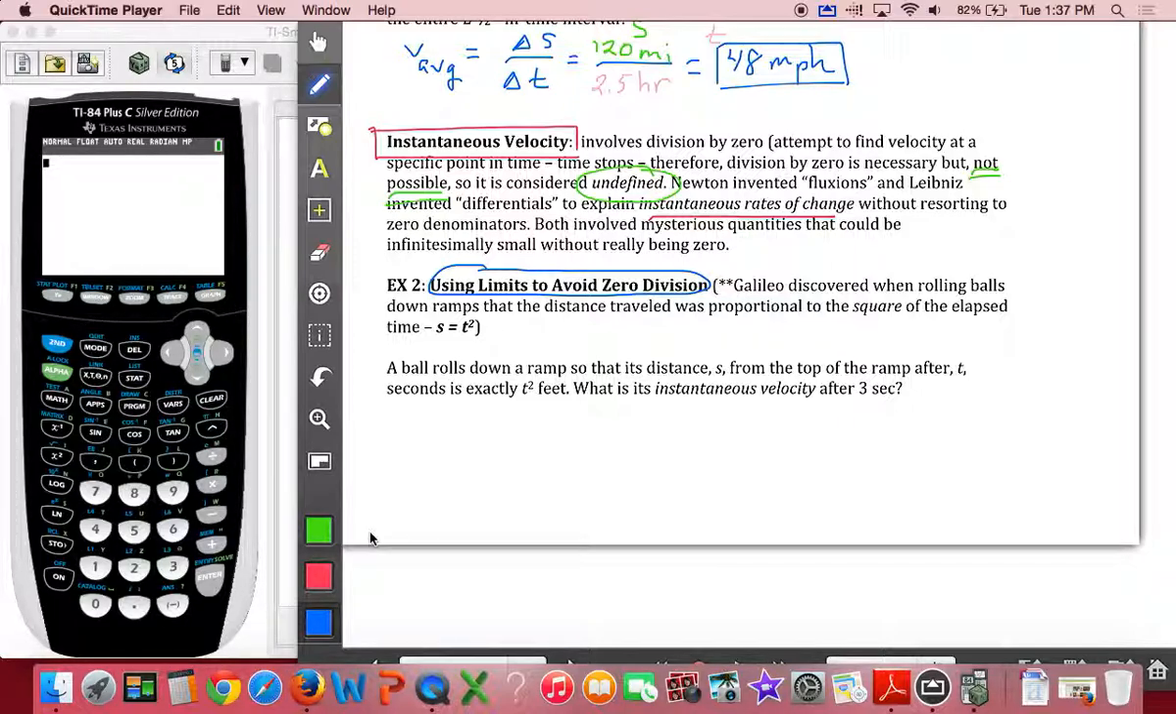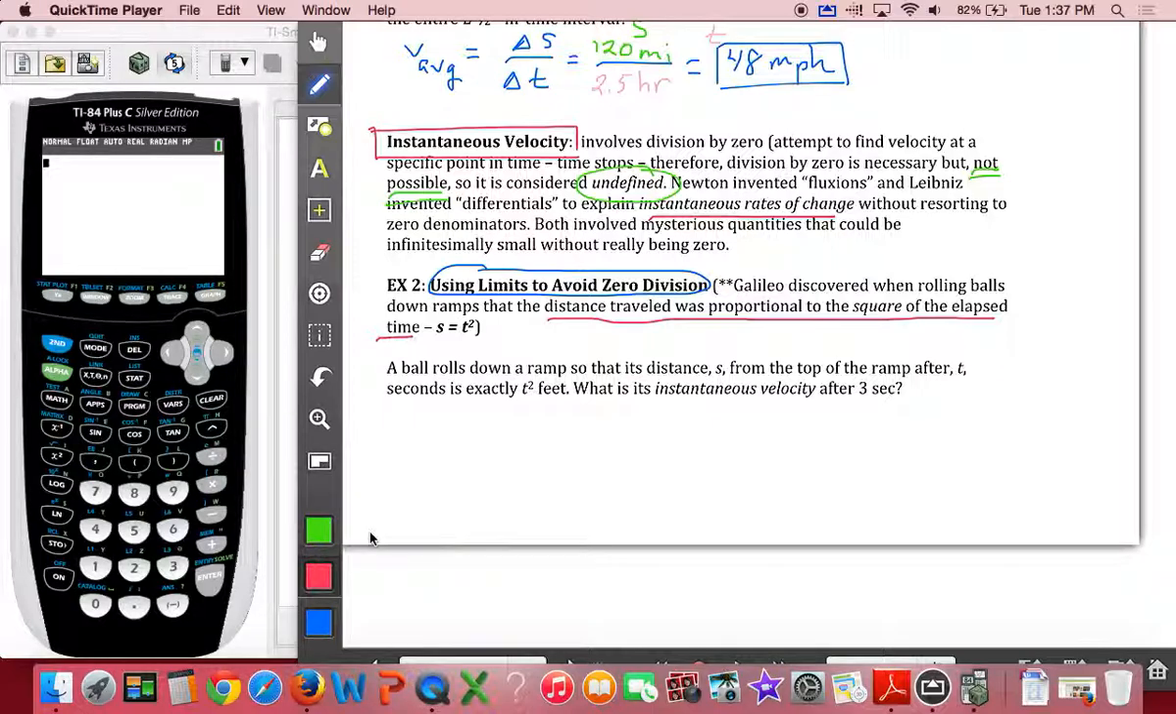Well, Galileo apparently had nothing better to do than to observe balls going down an incline. And he discovered a very interesting thing. When rolling balls down ramps, he discovered that the distance traveled was proportional to the square of the elapsed time. The distance traveled was directly proportional to the square of the elapsed time.